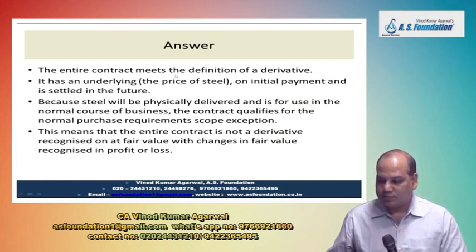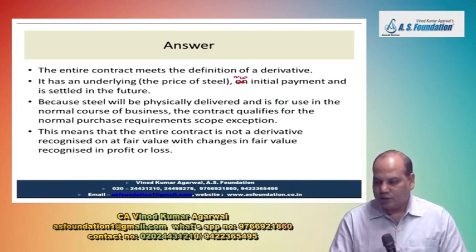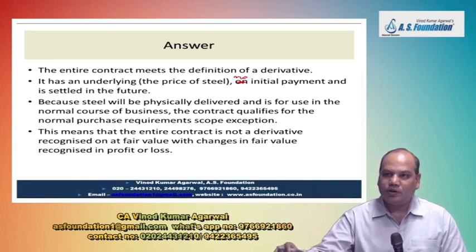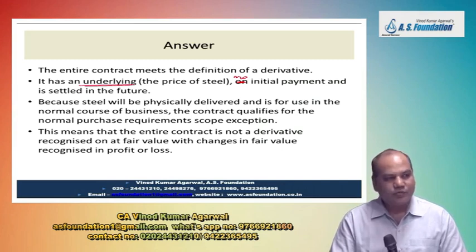The entire contract meets the definition of a derivative. So there is a contract, but it has an embedded derivative inside it. Why is it a derivative, right? It has an underlying, that is, in brackets, the price of steel, no initial payment, and is settled in future.